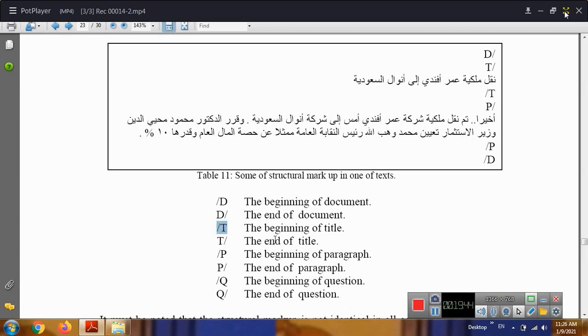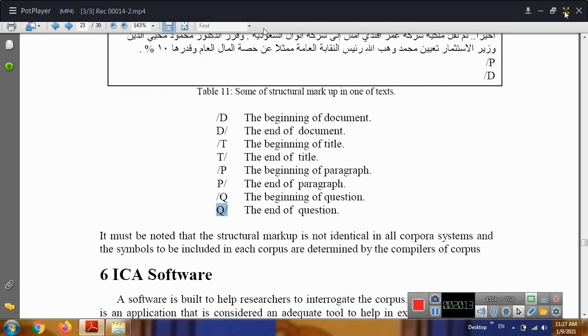And when the capital T comes after the slash, it is the beginning of the title, and when the slash follows it, it is the end of the title. P, when it follows the slash, means the beginning of the paragraph, and when the slash comes after the P, it means the end of the paragraph. Q means the beginning of the question, which follows the slash, and when the slash follows the word, it is the end of the question. Here you can see an example.